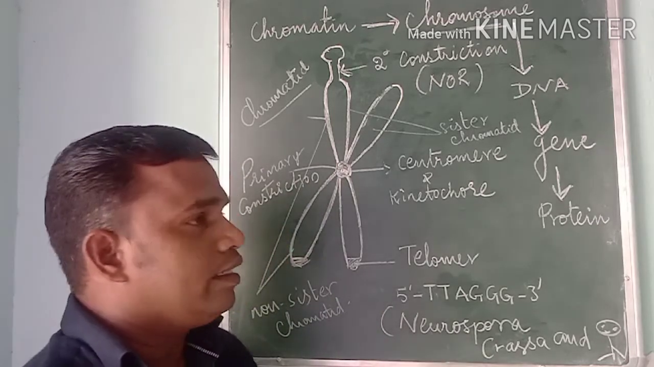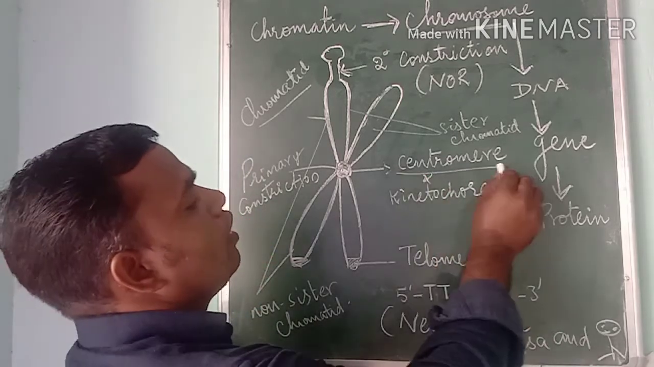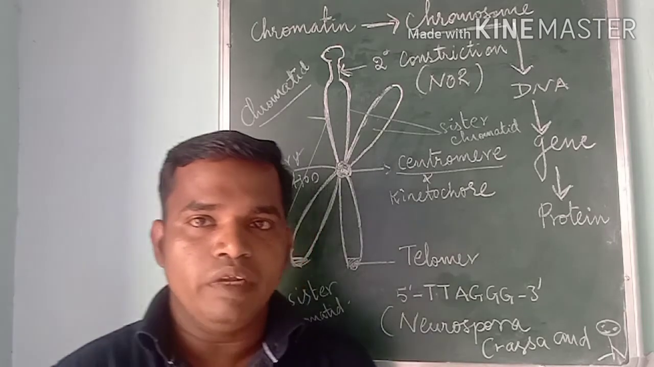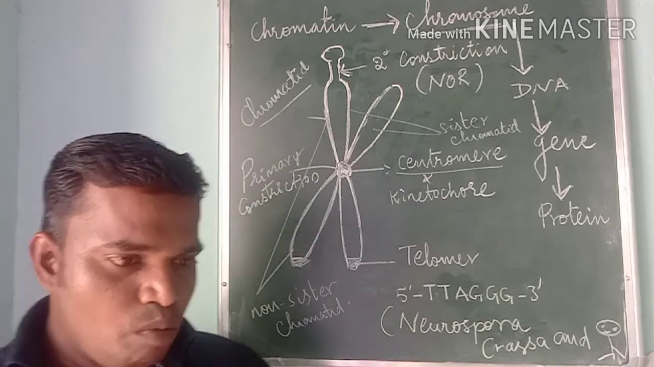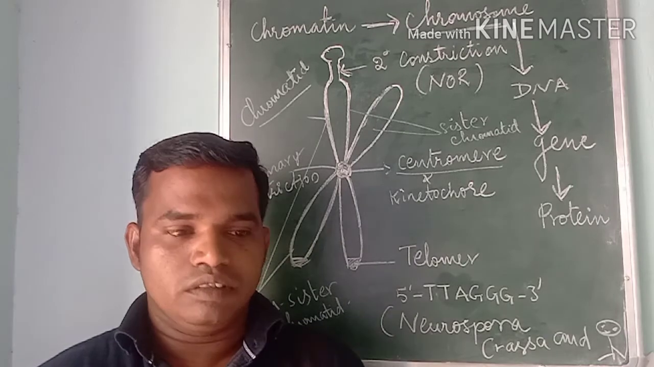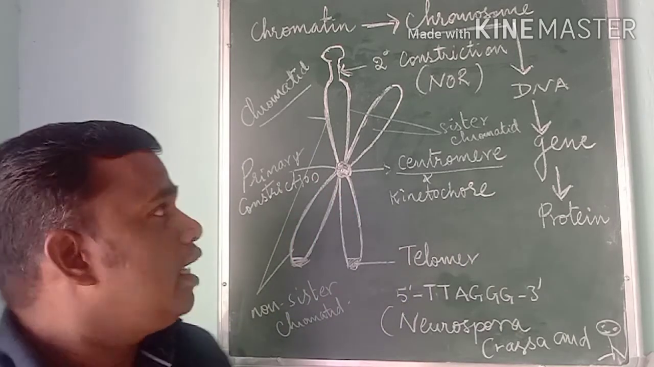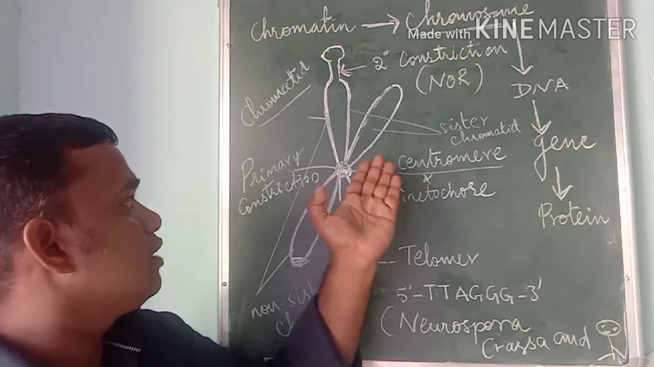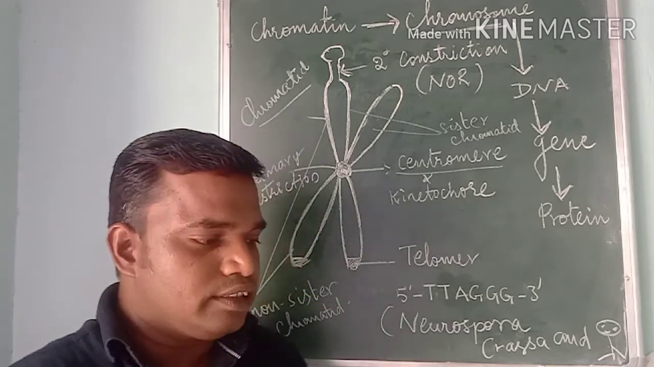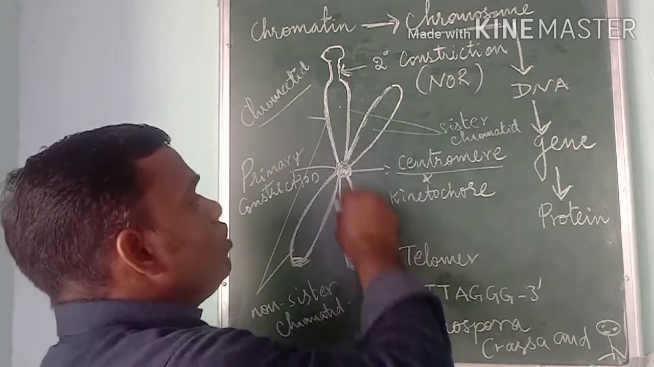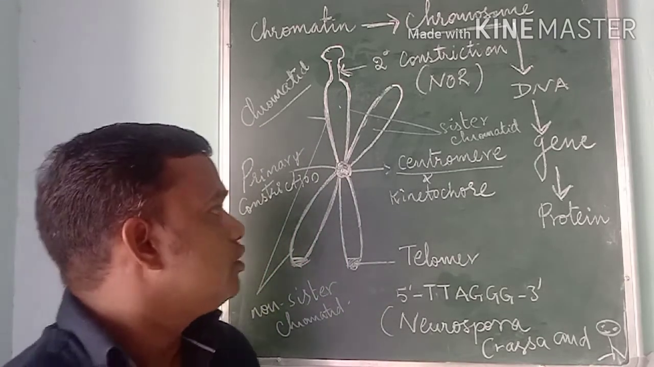These chromatids are connected at a center point, which we call the centromere. The chromosome has grooves, which we call constrictions, and it has a primary constriction as well as a secondary constriction. At the primary constriction, there is a center point which connects both chromatids. That is known as the centromere.